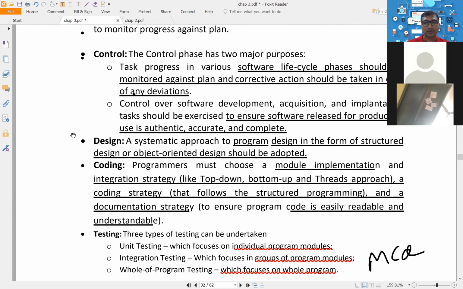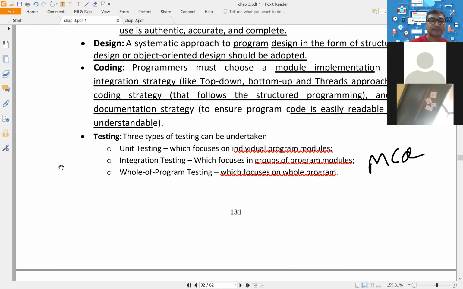When you go for coding, you need to understand how you will code and how you will integrate the different modules. Then once your modules are integrated, you should also understand testing. Here also I told you they can ask MCQs based on the concept. Single module, unit test; multiple modules, integration test; the whole system together, whole of program testing.